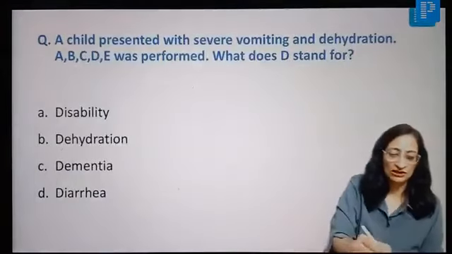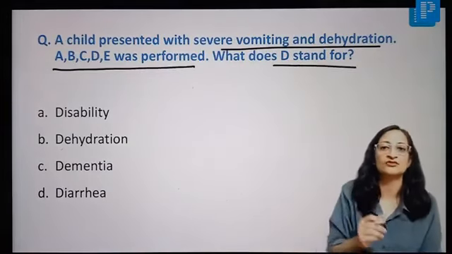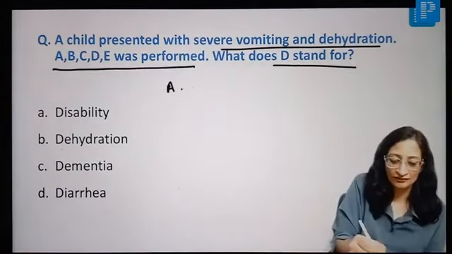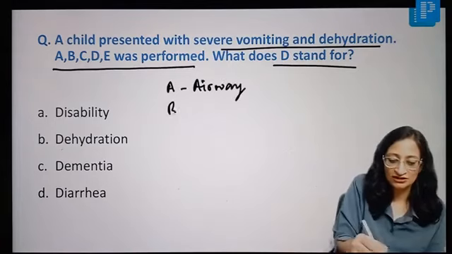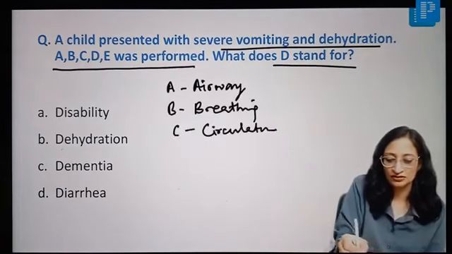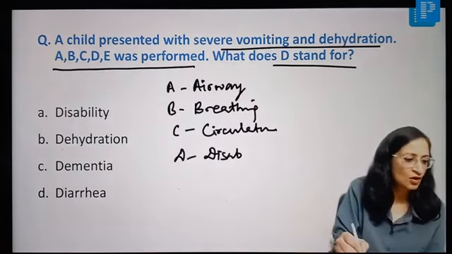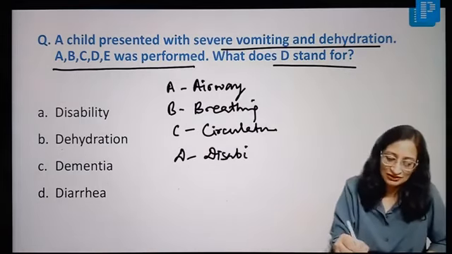Now, the child presented with severe vomiting and dehydration. ABCDE was performed. What does D stand for? Whenever a sick child comes to us, we do ABCDE. A stands for airway. B stands for breathing. We all know C stands for circulation. D stands for... yes, Vanshika, Abhay, Hadia, Aditya, Aman, Upmayush, Nish, Sushant, Megha, Bhuvan. Very good. D stands for disability.